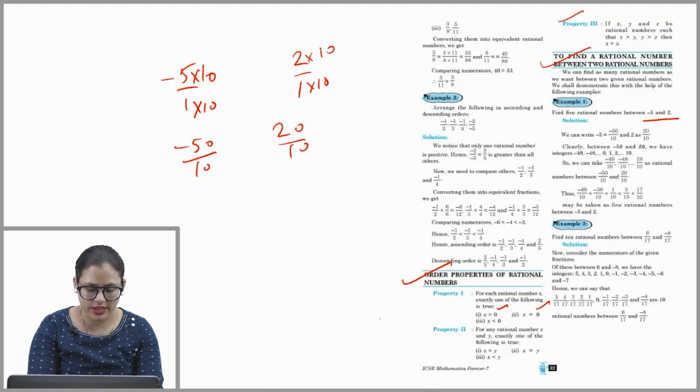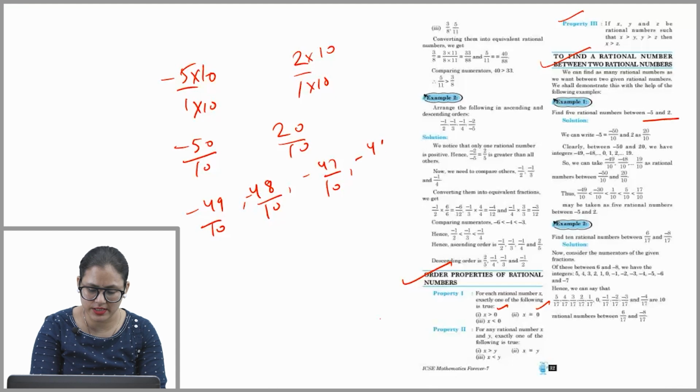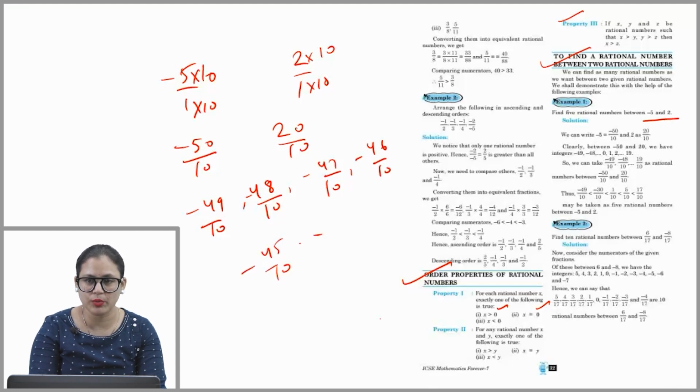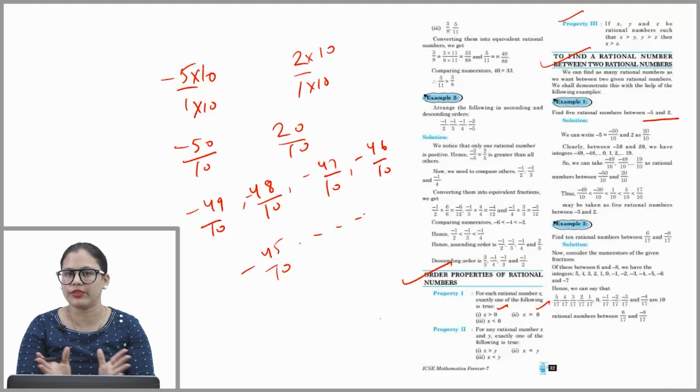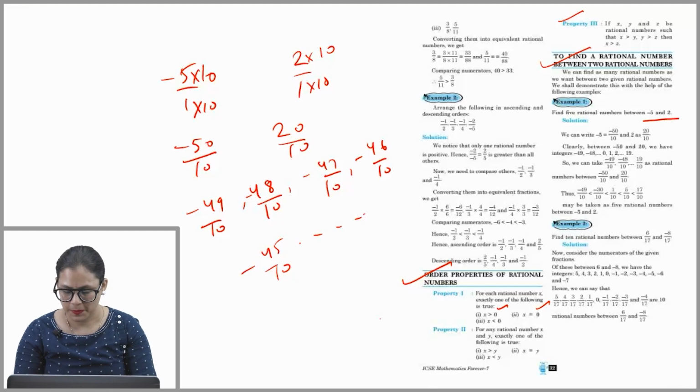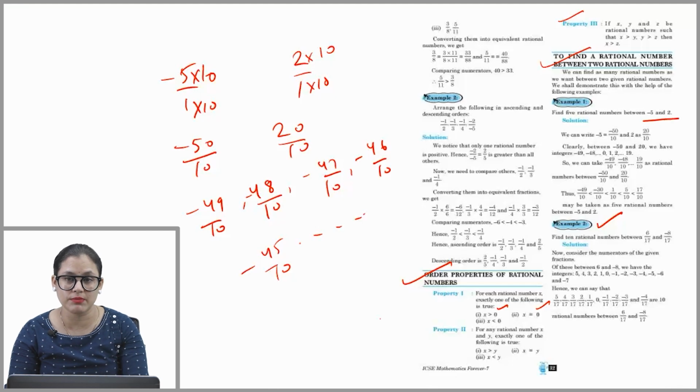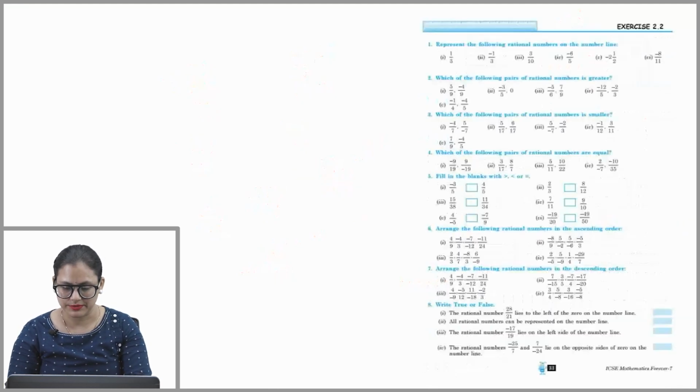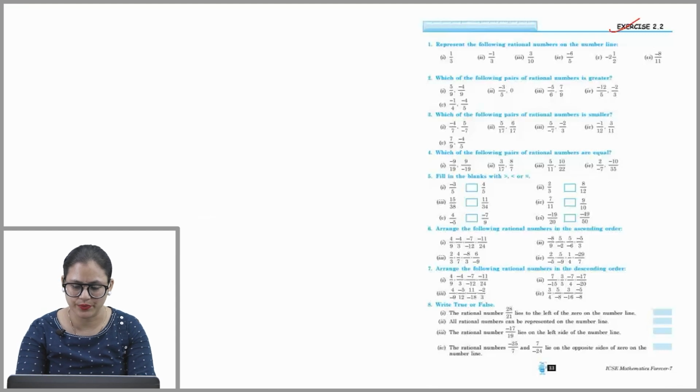So you can write minus 49 by 10, minus 48 by 10, minus 47 by 10, minus 46 by 10, minus 45 by 10. There are so many, but we have to find only 5 rational numbers, right? Similarly, you will do this example also. You have to find 10 rational numbers between these two fractional numbers. Rational numbers, Exercise 2.2.